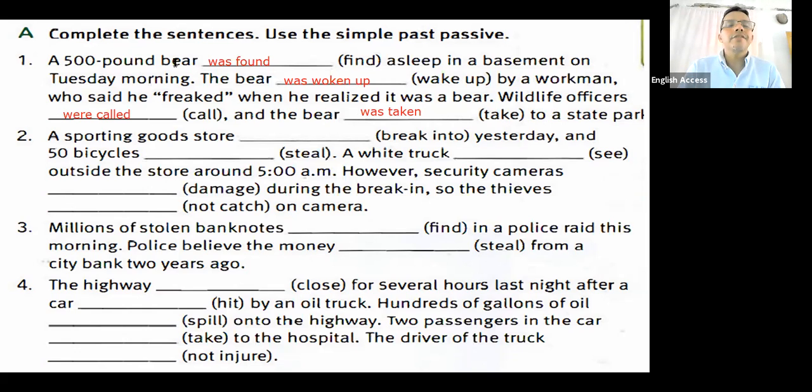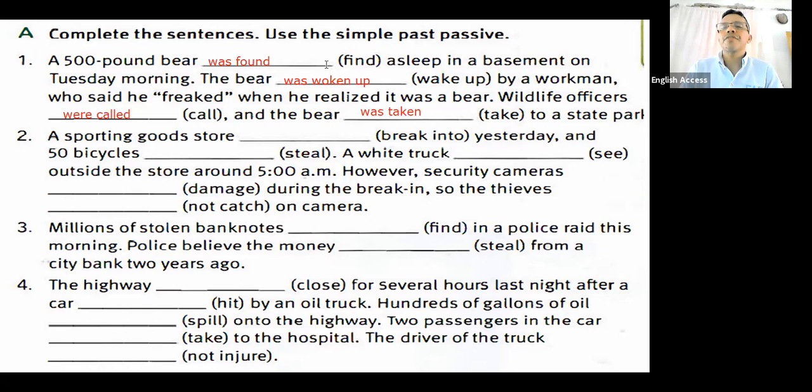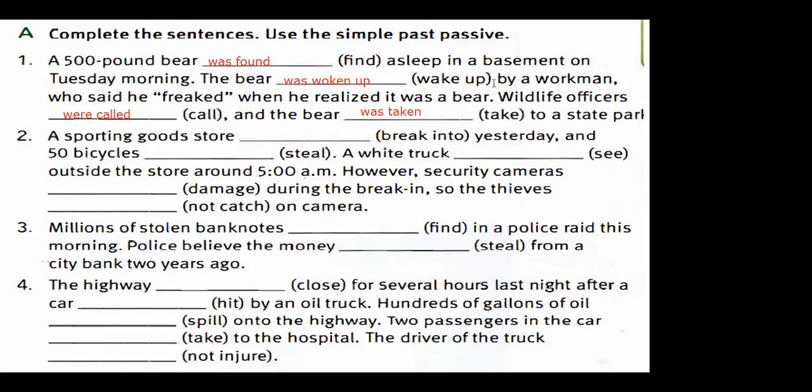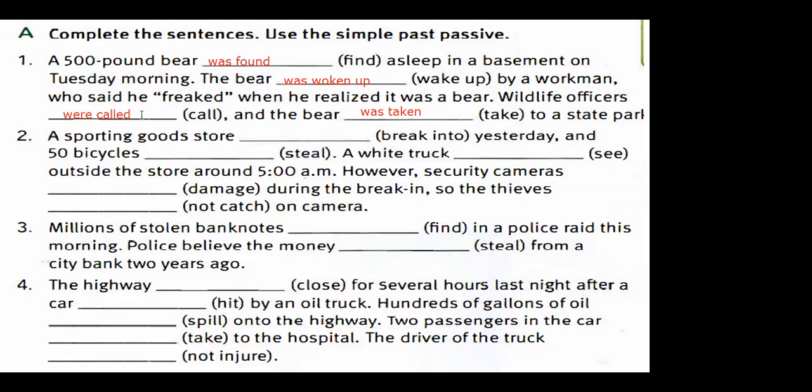All right, ladies. It's bear, not beer. This is found. Remember, it's bear. Lucia says set. He freaked. Freaked. When he realized it was a bear. Bear. Please write the pronunciation in your notes if it's easier for you. And of course, I just said called, not call it.